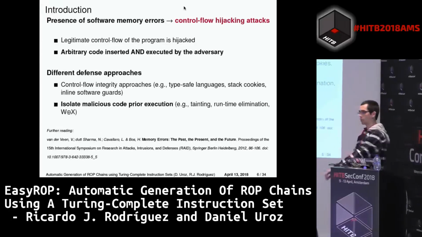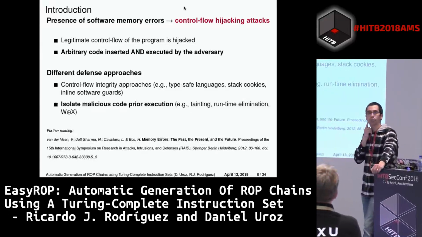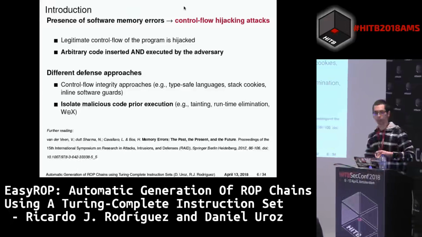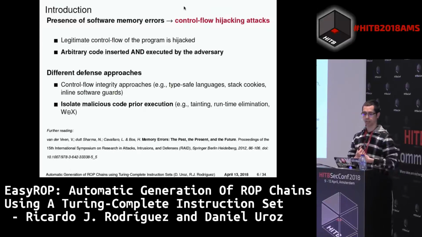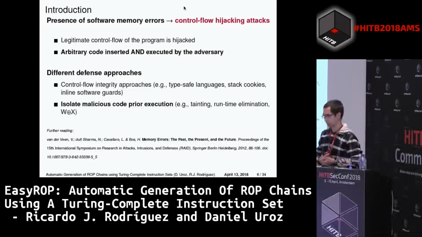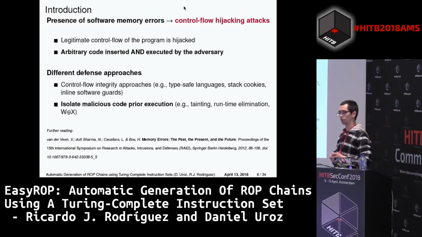There are different defense approaches to avoid this kind of stuff. We can talk about control flow integrity approaches, type-safe languages, stack cookies, inline software guards, okay? Or we can also have another kind of defense mechanism, which is to try to isolate malicious code prior to execution. For instance, taint analysis, runtime elimination, or write xor execute, which is also known as data execution prevention. I would like to recommend here a paper from some years ago, which presents this kind of stuff about software memory errors in a very detailed way.